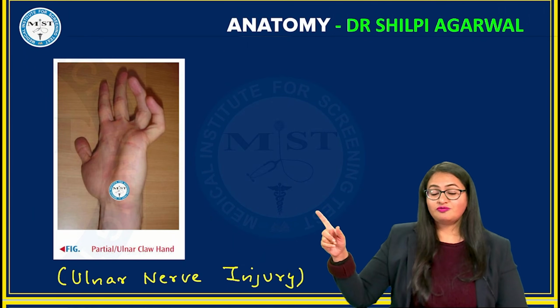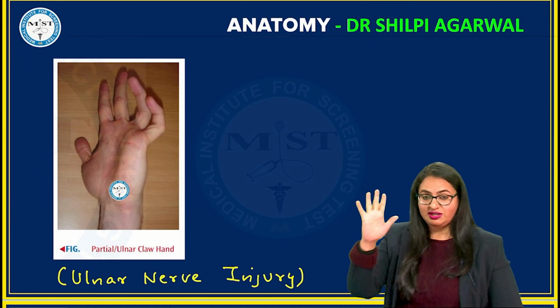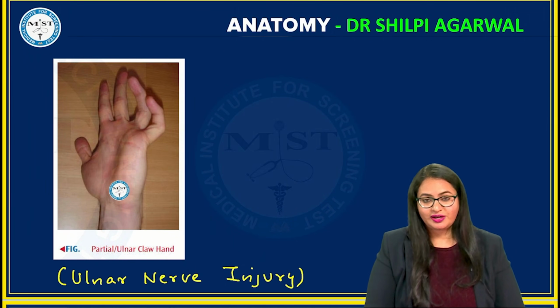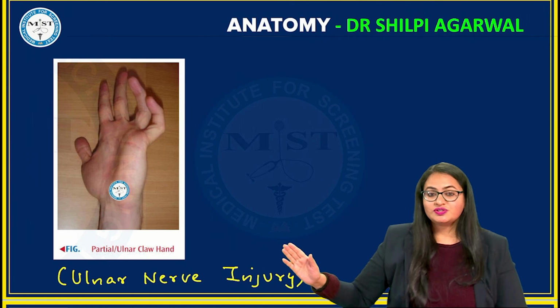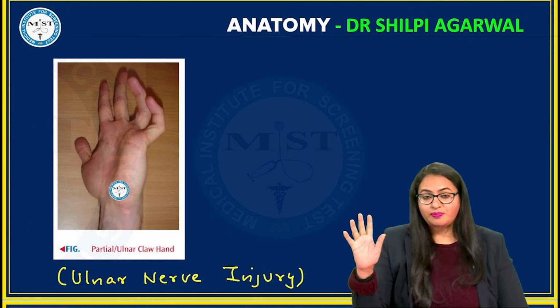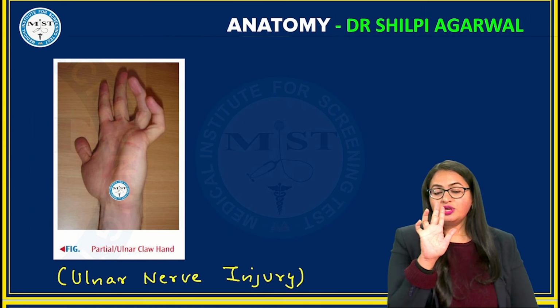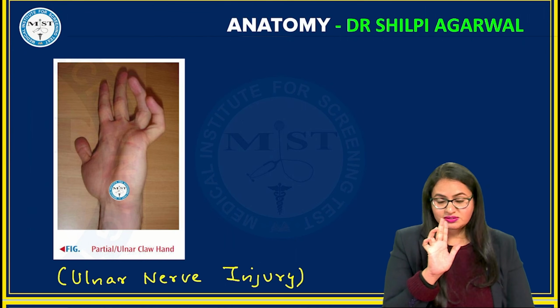And when you see this deformity, what comes to your mind? Yes, this is the partial claw hand. Okay, this is a partial claw hand which is in ulnar nerve injury. In the partial claw hand, there is clawing of the medial 2 fingers.